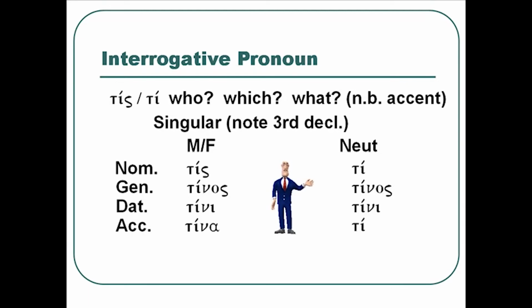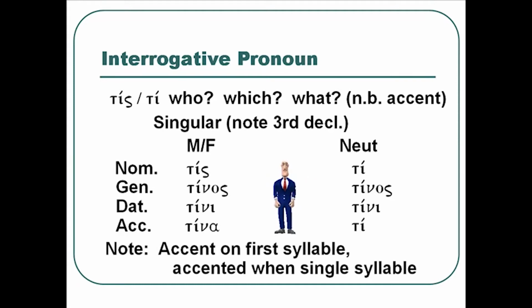The neuter goes ti, tinos, tini, ti. Nominative and accusative are the same, genitive and dative exactly matching the masculine and feminine forms. So it's accented on the first syllable, and it is always accented, as opposed to the indefinite pronoun, which is not accented a lot, and if it is accented, it's accented on the ultima. Just trying to make this distinction to distinguish the indefinite pronoun from the interrogative pronoun: two totally separate meanings, distinguished only by where the accent is placed.